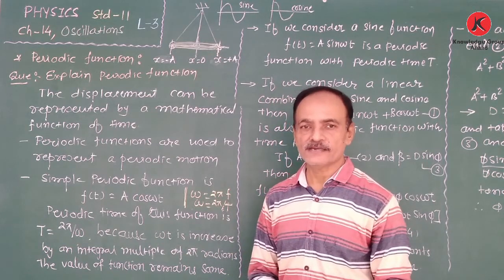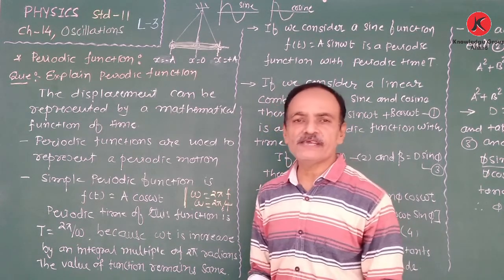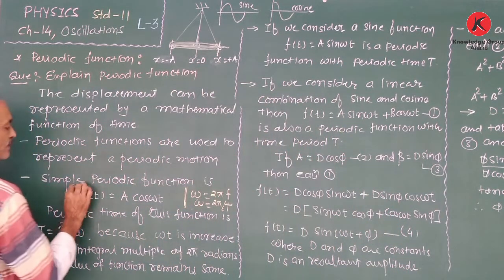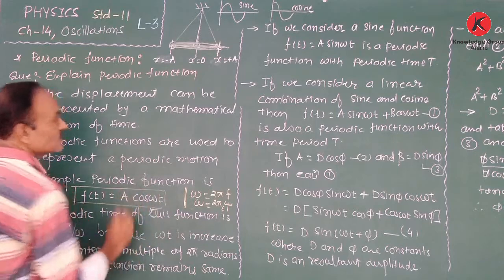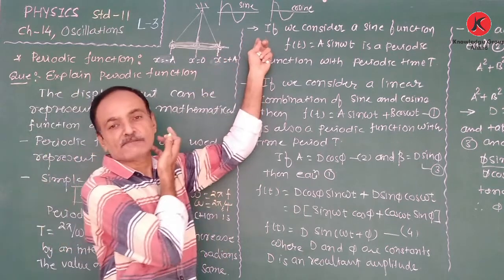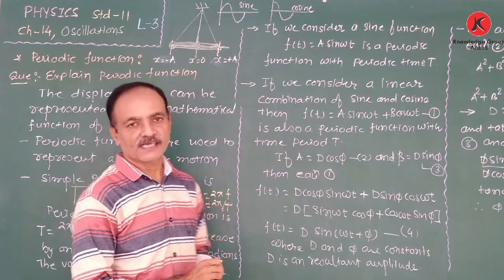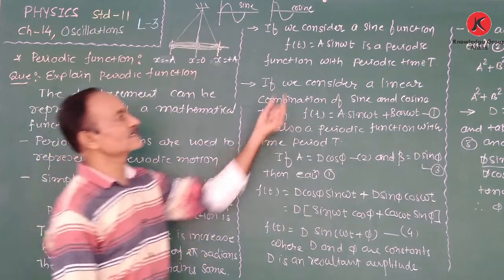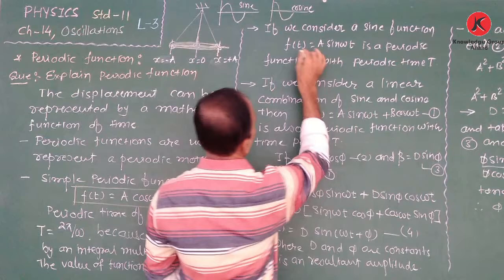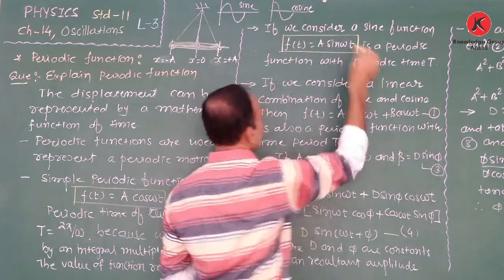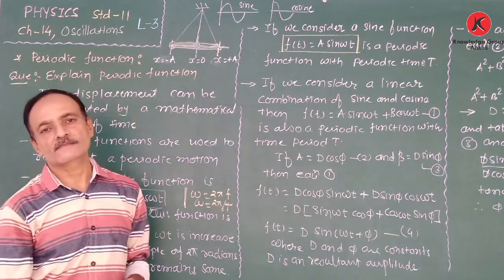Not only the cosine function, a sine function can also represent a periodic function. Suppose we consider a sine function, what happens? f(t) is equal to A sin omega t. Instead of cos, we consider the sine function. Therefore it is also a periodic function with periodic time T.